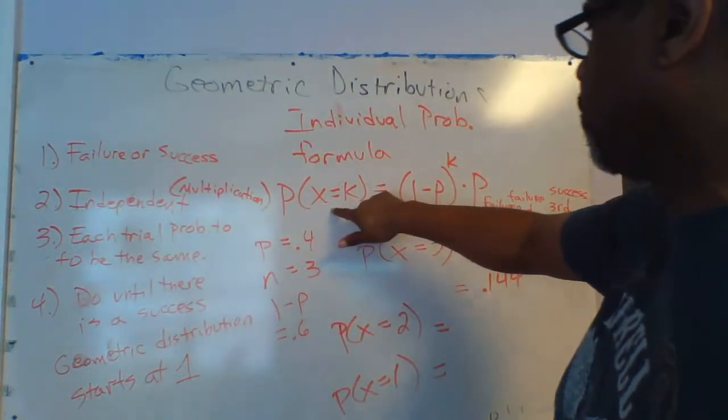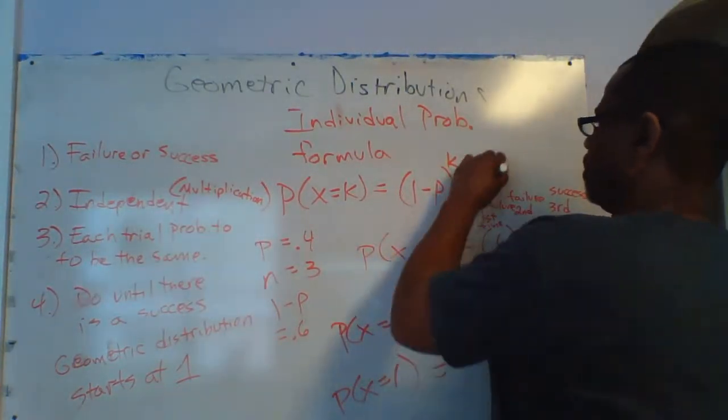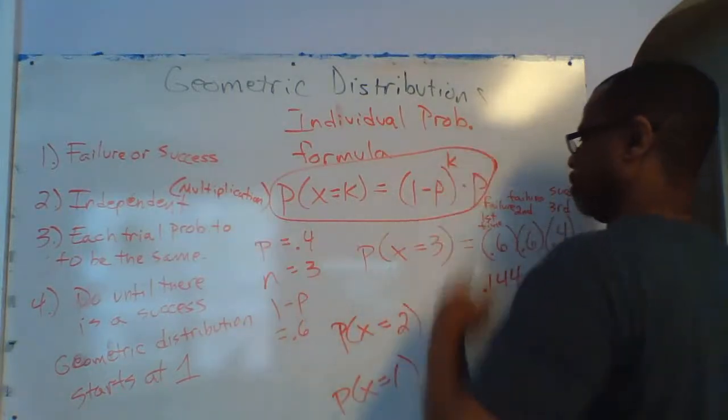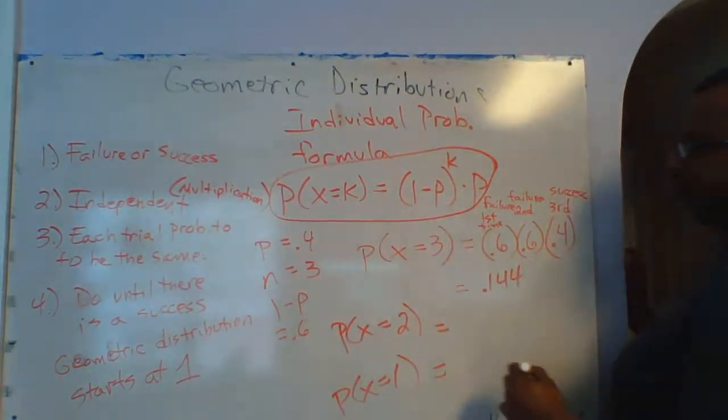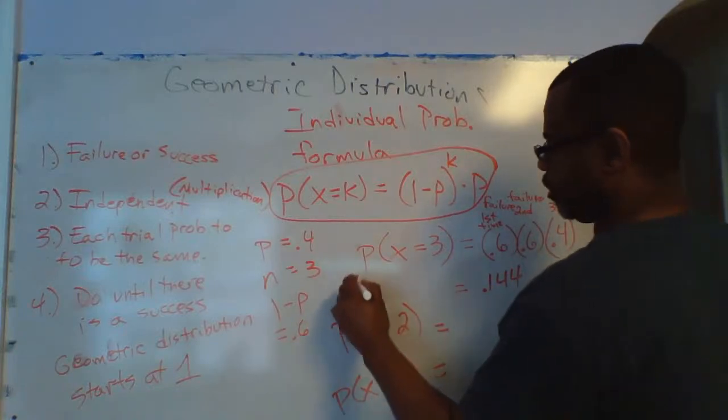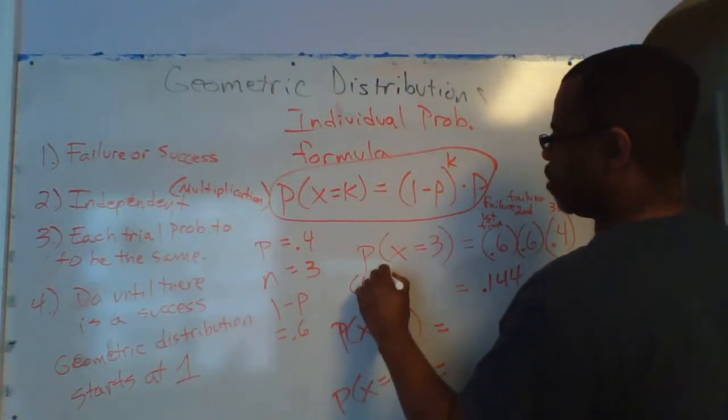Yes, this is the probability right here. This is the formula. So if you want to write the formula down, this is 3. So this will be 1 minus 0.4.